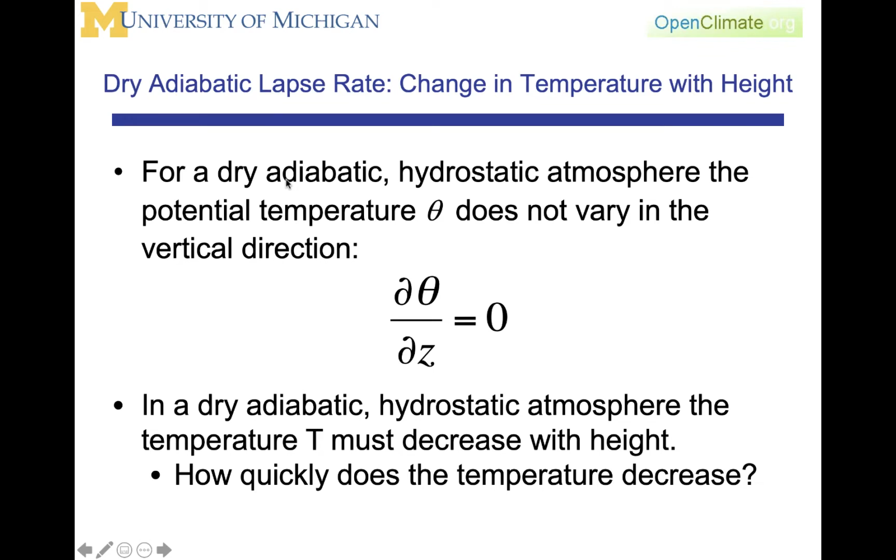And the dry adiabatic lapse rate in a hydrostatic atmosphere, the potential temperature, theta, does not vary in the vertical direction. There's a lot packed into that. For a hydrostatic atmosphere, so that dP/dz is equal to minus rho g, and if it's dry and there's no heat coming into or out of the system, then d theta/dz is equal to 0. That means that in a hydrostatic atmosphere, the temperature T must decrease with height because the density and the pressure are both decreasing with height.